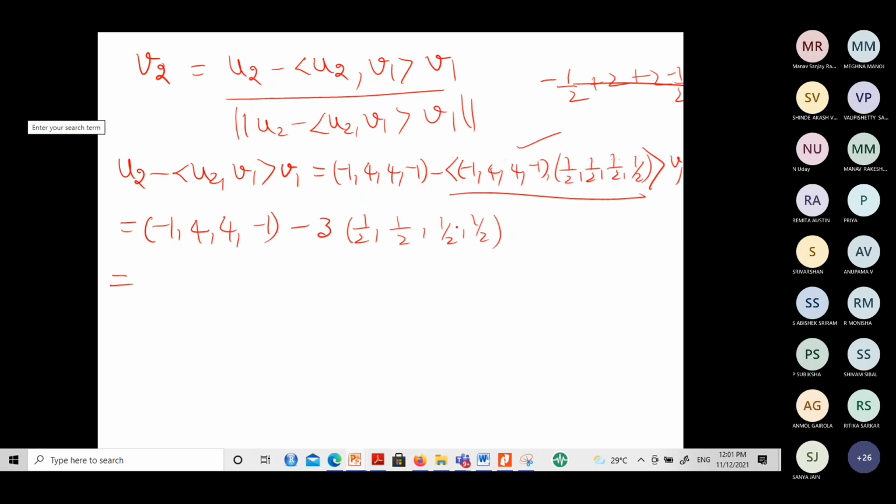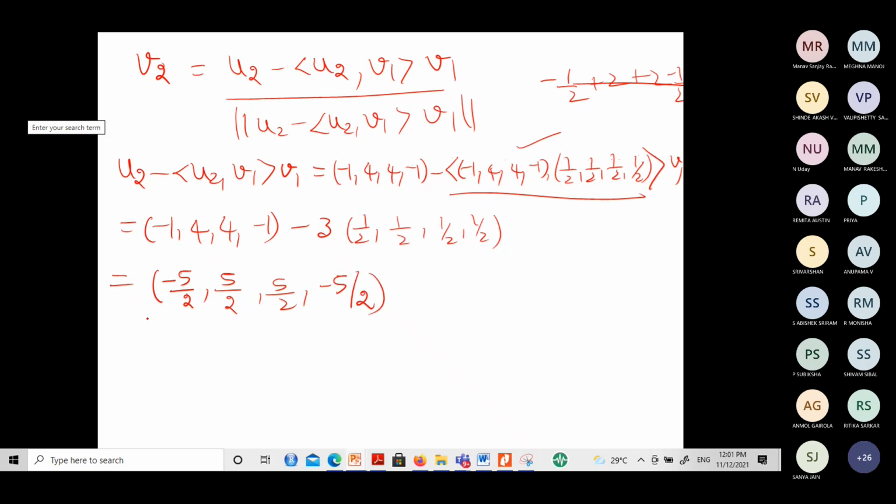Then into V1 again I am writing. Now you have to subtract these two things. Minus 1 minus 3 by 2, so it is minus 5 by 2. 4 minus 3 by 2 is 5 by 2. 4 minus 3 by 2 is 5 by 2. Minus 1 minus 3 by 2 is minus 5 by 2.